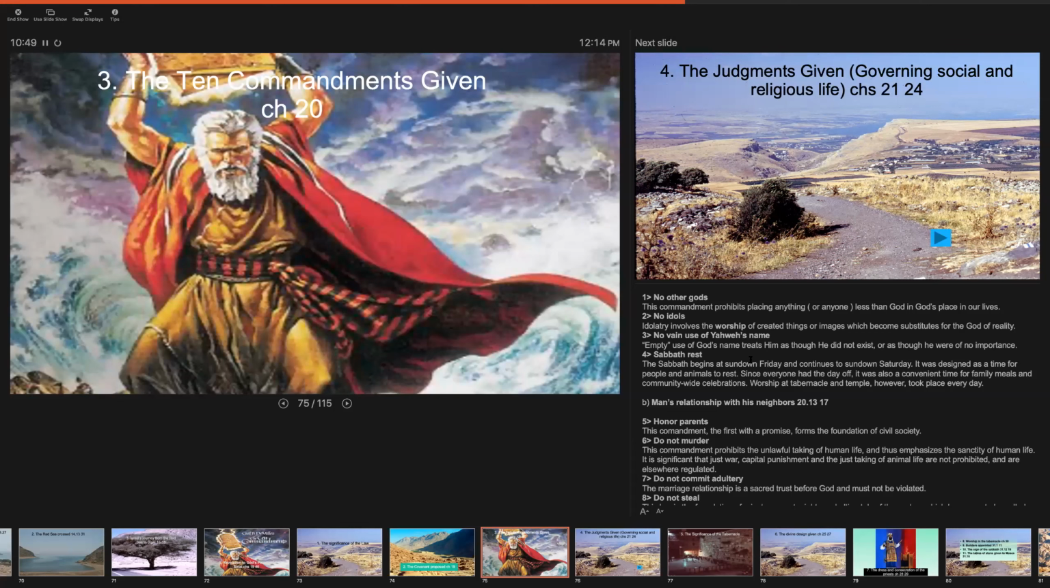The second commandment, you shall not make for yourself a carved image. The worship of created things or the images of created things that become substitutes for God is always wrong because, again, of creation. I'll say this just once and let it be a general principle for all of the Ten Commandments. All of the Ten Commandments have their basis in the creation reality.